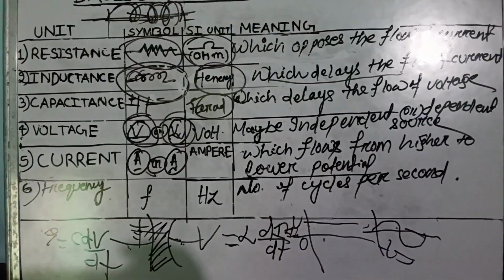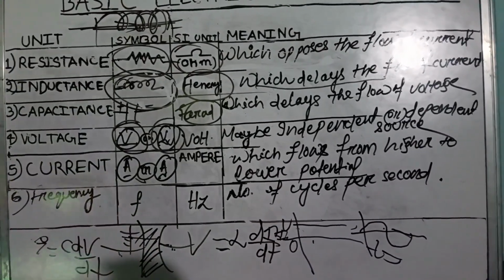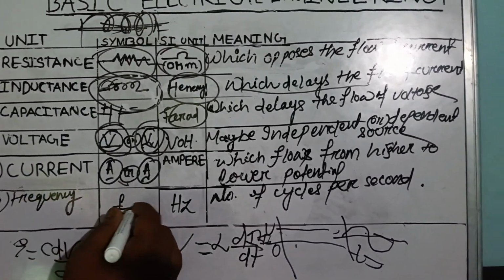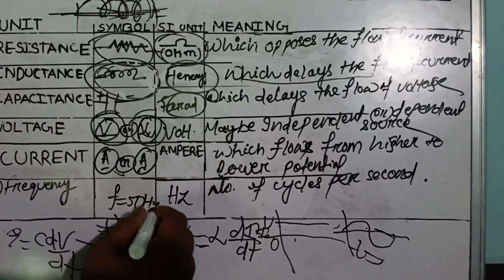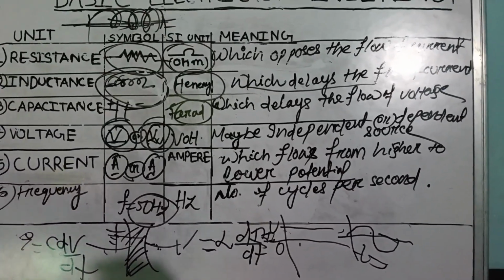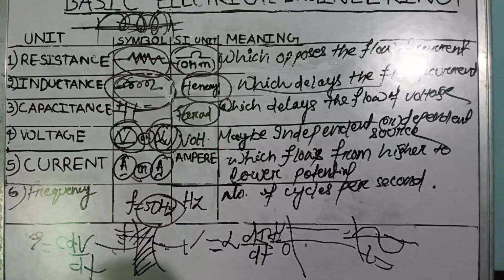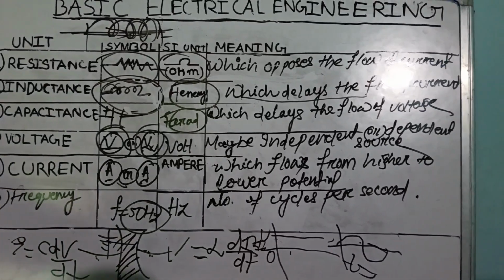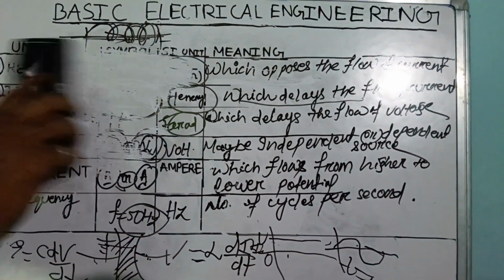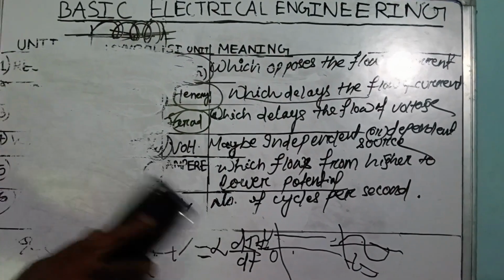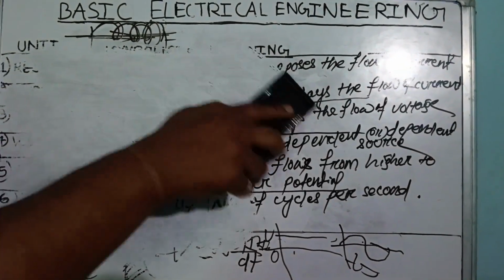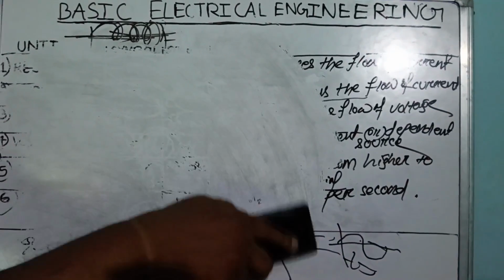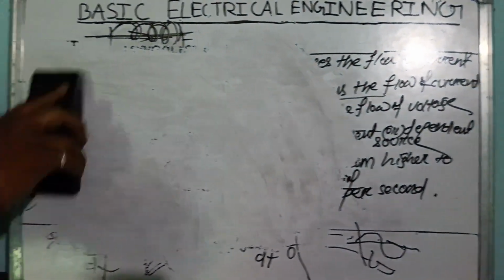So AC has frequency; in the Indian standard, AC frequency is equal to 50 Hz, and current always flows from the higher terminal to the lower terminal. Like water flows from a higher level to a lower level, similarly current flows from the higher terminal to the lower terminal.